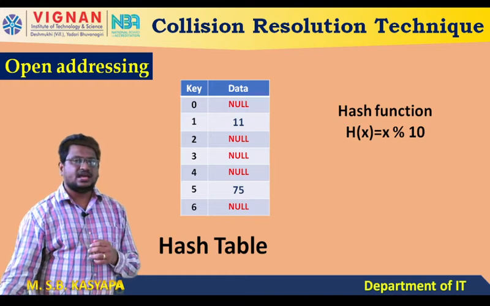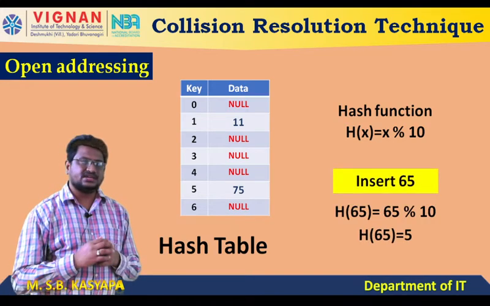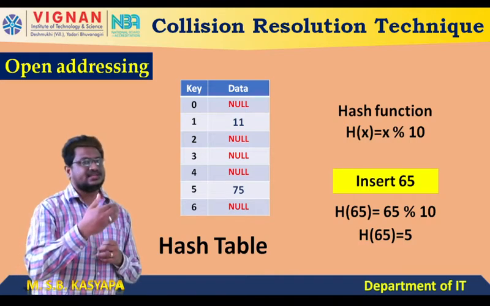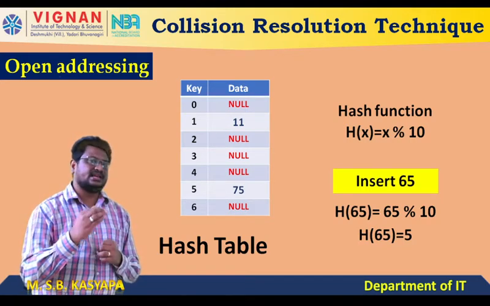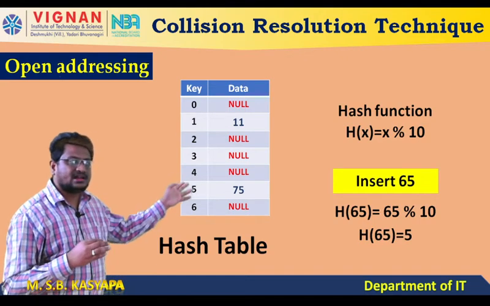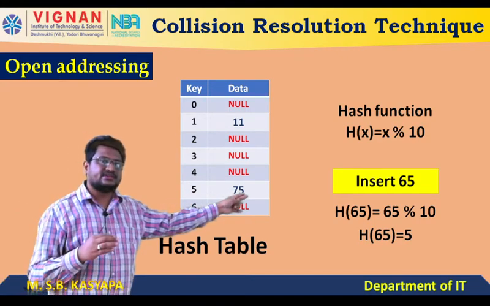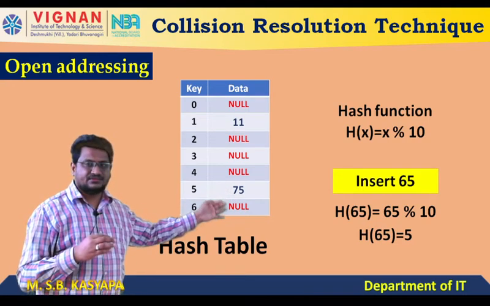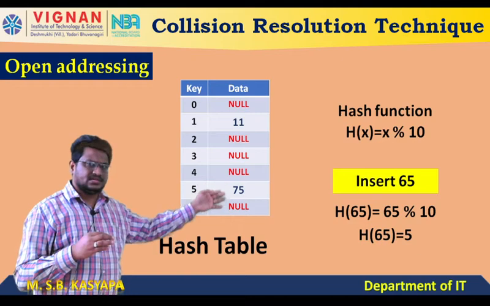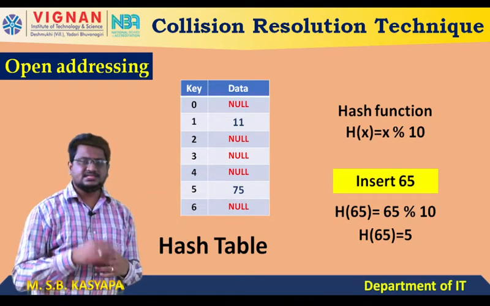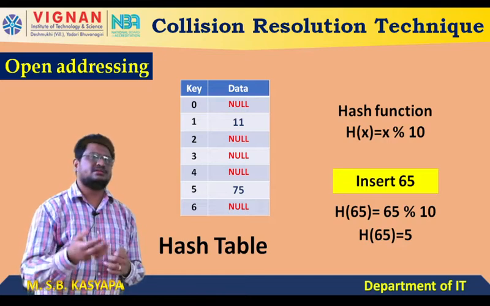For suppose if I want to insert 65, as you know the drill, if you pass the 65 in the hash function, I will get a key value as 5. If I want to insert 65, see here already 5 contains 75, then what happens? See, it searches for another free space. So, like that, it will search here or anywhere it can search. The searching is depending upon your technique.